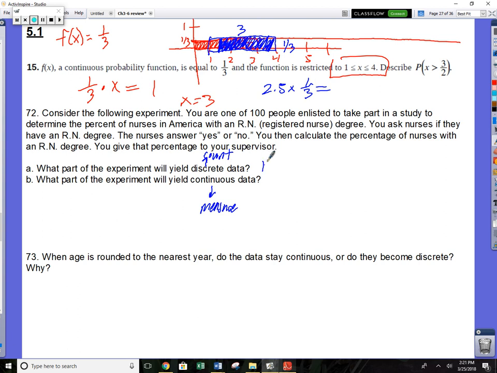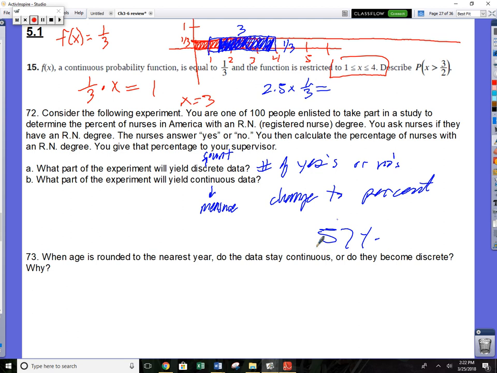So you can count the number of yeses or no's. That is totally discrete. I got 57 yeses, 43 no's, who knows? But you can count them. Now, it becomes continuous when you change it to a percent. When you change to a percent, that is continuous because it's a percentage. If I had 57%, even though 57 is a nice whole number, this is a measurement, so it's going to be continuous.